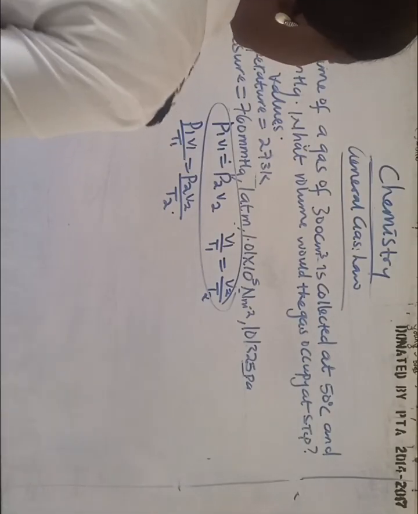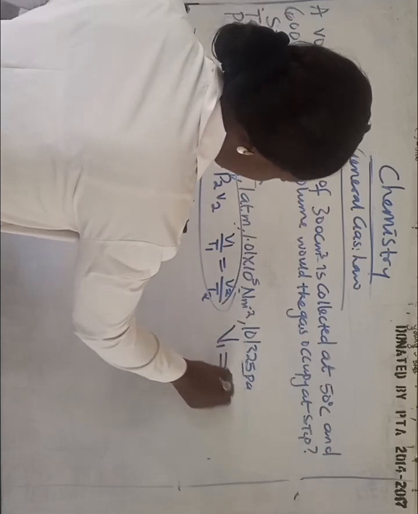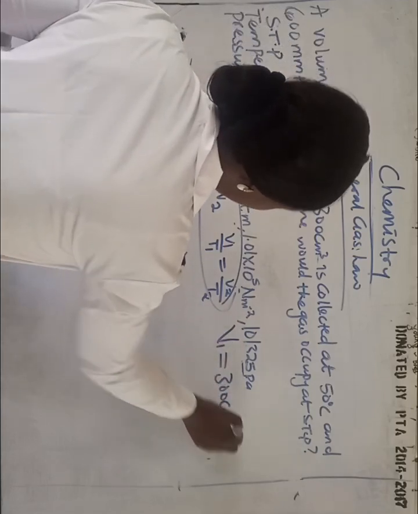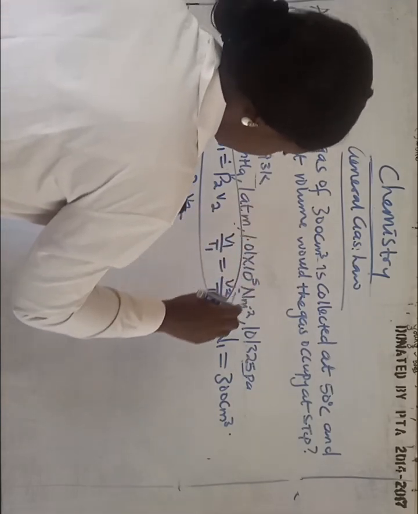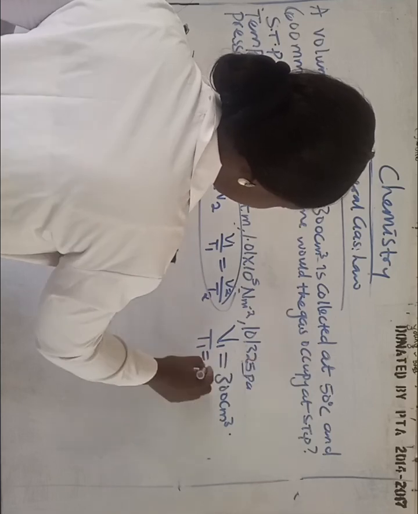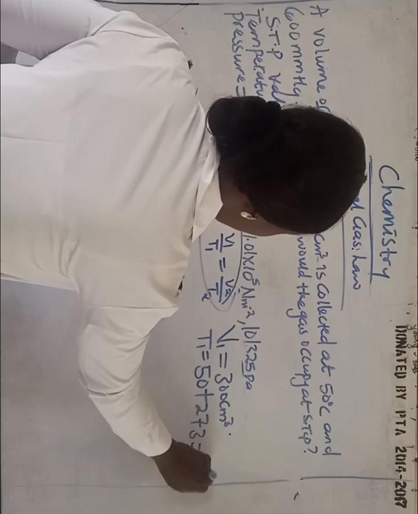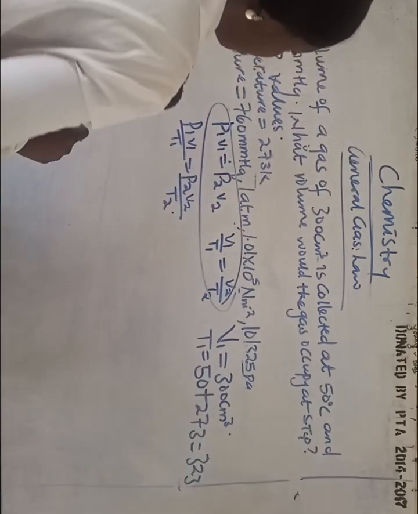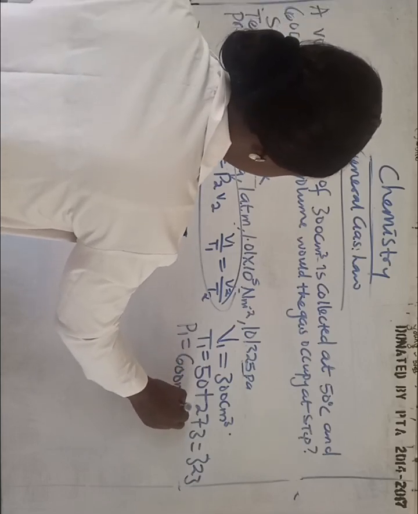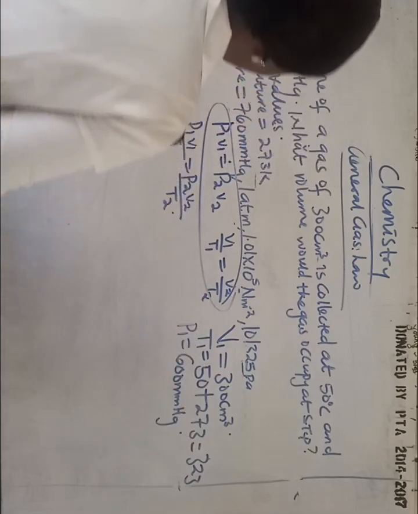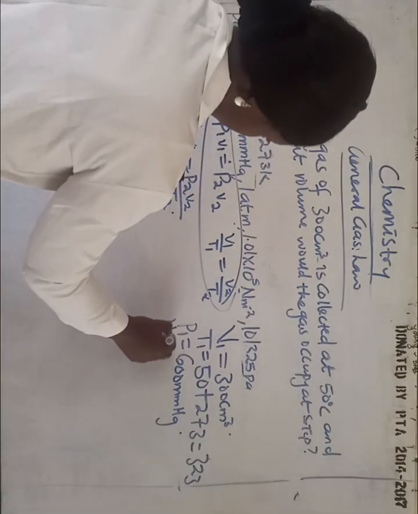A volume of a gas of 300 cm cube, so my V1 will be 300 cm cube, at 50 degrees Celsius. So my T1 will be 50, and I have to convert, plus 273 will give me 323. Then my first pressure is going to be 600 millimeter mercury. Then the second volume, V2, is what we are looking for.